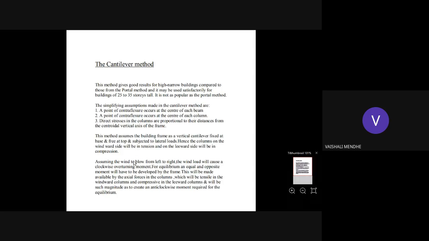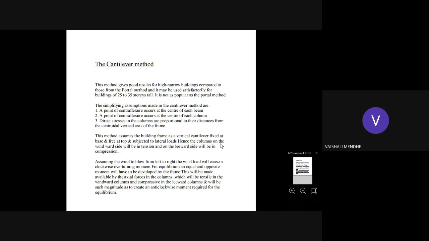Now this is an important paragraph. This method assumes the building frame as a vertical cantilever fixed at base and free at top and subjected to lateral loads. Generally this method is used for the analysis of wind loads. So why is it called the cantilever method? Because it consists of a building frame which is a vertical cantilever fixed at base and free at top, and it will be subjected to the wind loads.